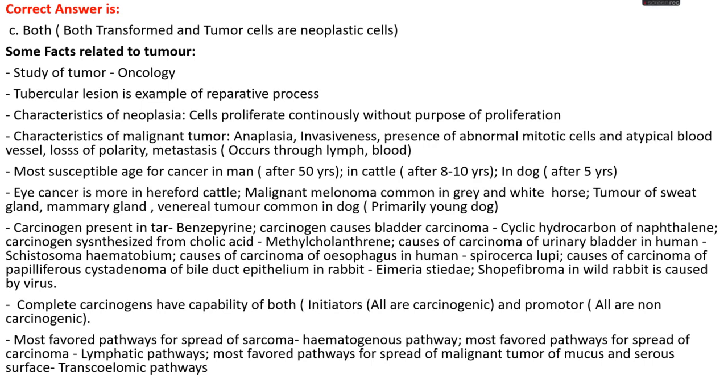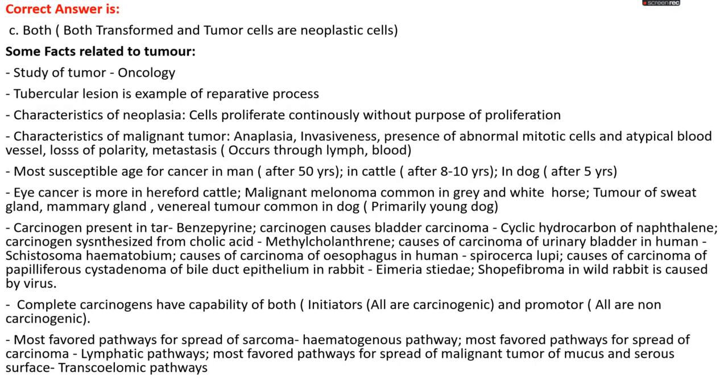And the characteristic of a malignant tumor is anaplasia. Anaplasia is the case where new cells which replace the old cells are immature compared to the old cells. Then invasiveness, the presence of abnormal mitotic cells and atypical blood vessels, that is neovascularization, loss of polarity, and metastasis, where tumor cells transfer from one organ to another, mainly through lymph and blood. These are the characteristics of a malignant tumor.